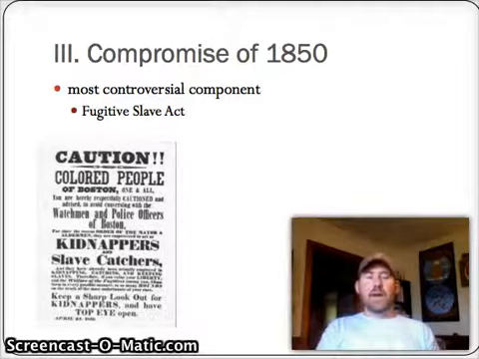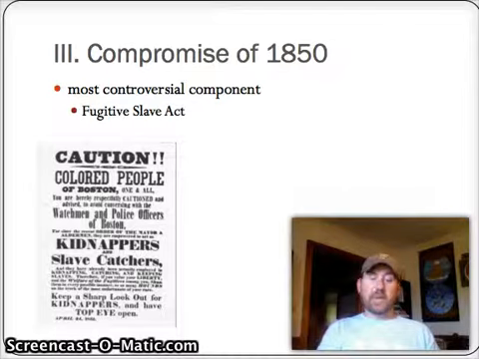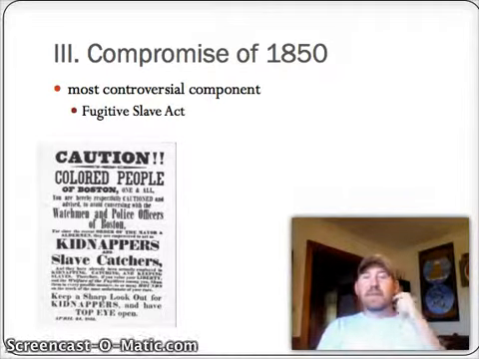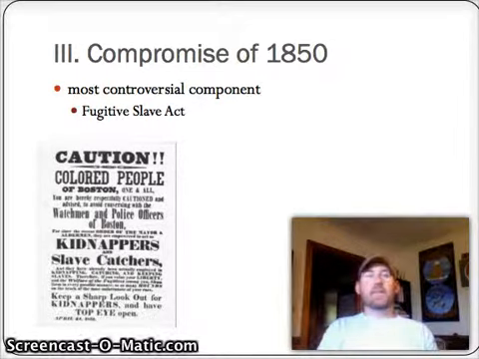Number one, it's an admission of California as a free state. So after the Mexican-American War, we pick up California. We got to figure out whether it's going to be slave or not. It comes in as a free state. Also, you have the abolition of the slave trade in the District of Columbia. Now, we're not talking about the international slave trade. We're talking about the forced migration of slaves or the sale of slaves within the United States.